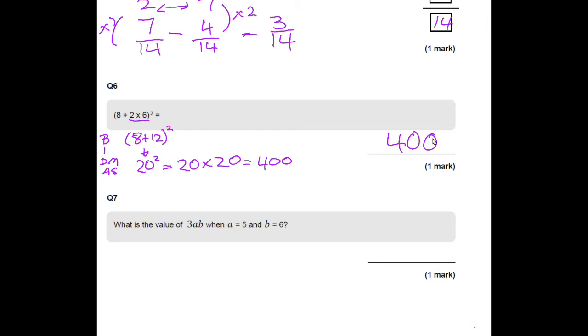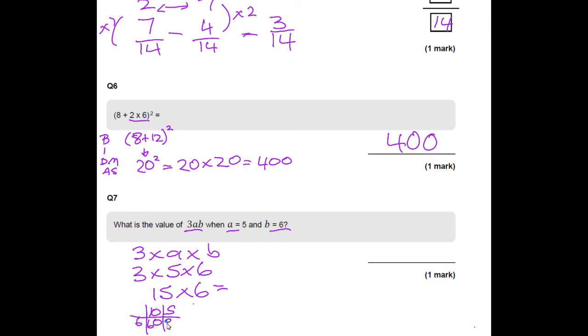Question 7 is asking us what is the value of 3ab when a is 5 and b is 6. If we write it out in full, we have 3 times a times b and then do the substitution. So a is 5 and b is 6. 3 times 5 is 15 and 15 times 6, well, if you can't do it in your head, use a multiplication method, whichever one you prefer, to do the maths. And we end up with 90. So the answer 90 on the answer line is worth 1 mark.